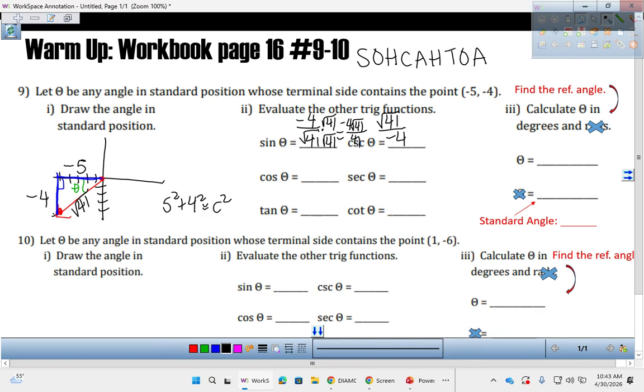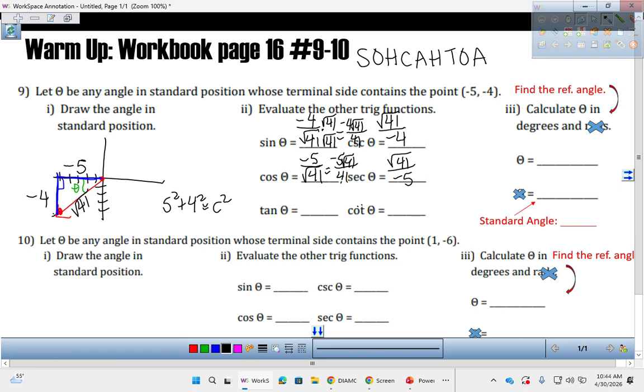Cosine is adjacent over hypotenuse. So next to the green angle is -5, and the hypotenuse is √41. The reciprocal of that would be the secant, so I'm flipping that fraction and I get that. And again, that cosine has a root in the bottom, so I have to rationalize it. I'm going to skip the step where I show the multiplying, because I don't have space. But you end up with -5√41 over 41.